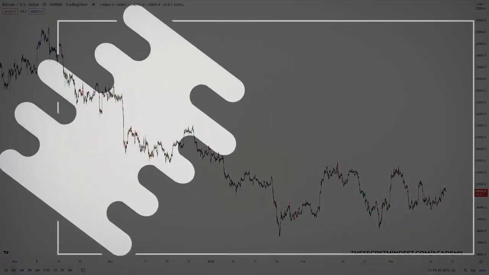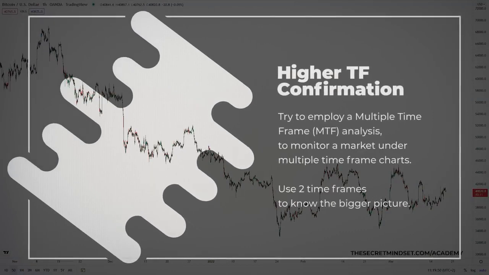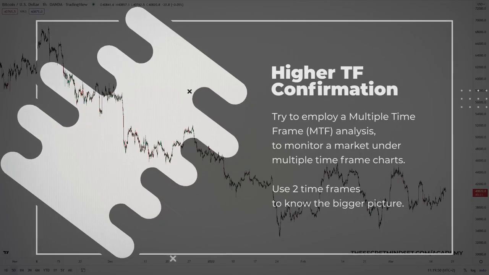Don't make your trading decisions based on one single time frame. Try to employ a multiple time frame analysis to monitor a market under multiple time frame charts. You don't need to use 3 time frames, just use 2. You only need to be aware of the bigger picture.